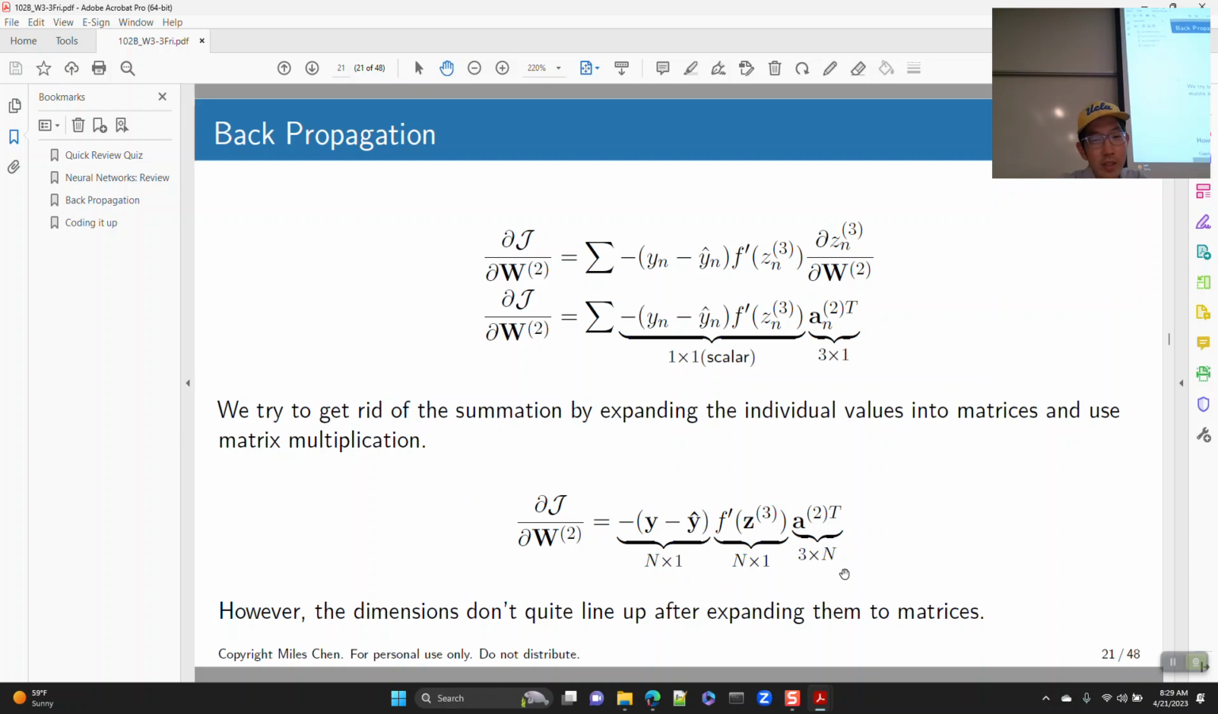And if we do this, I can't multiply n by 1 by a 3 by n and stuff like that. So we run into a bit of a roadblock here. But what can we do?